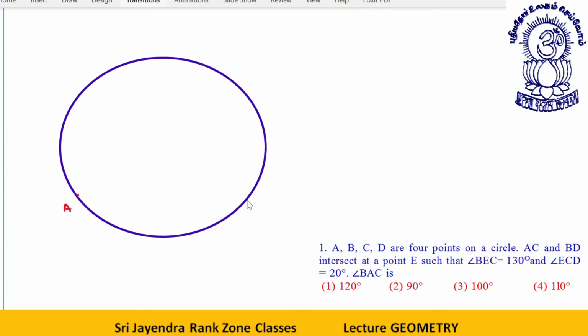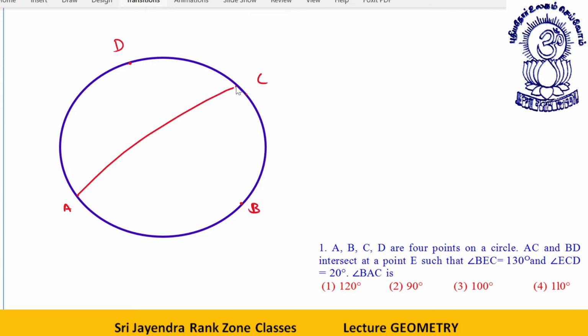Let's say this is a point A. Here I take a point B. Here I take a point C. Here I take a point D. AC and BD. First of all, let me draw this as a cyclic one. Okay, no problem. Whatever is given, let's start with it.